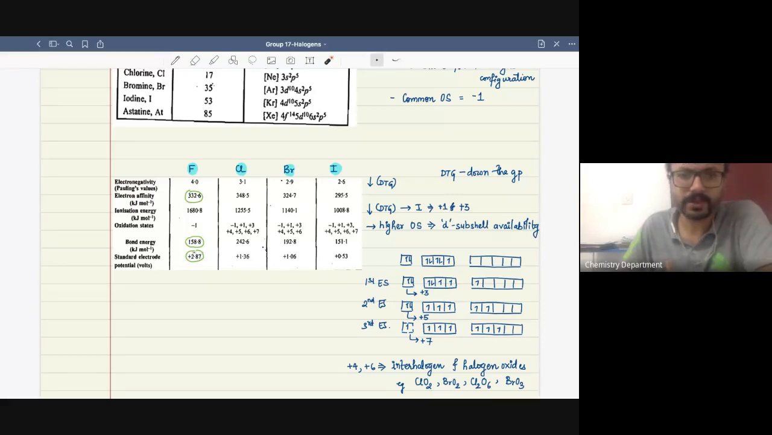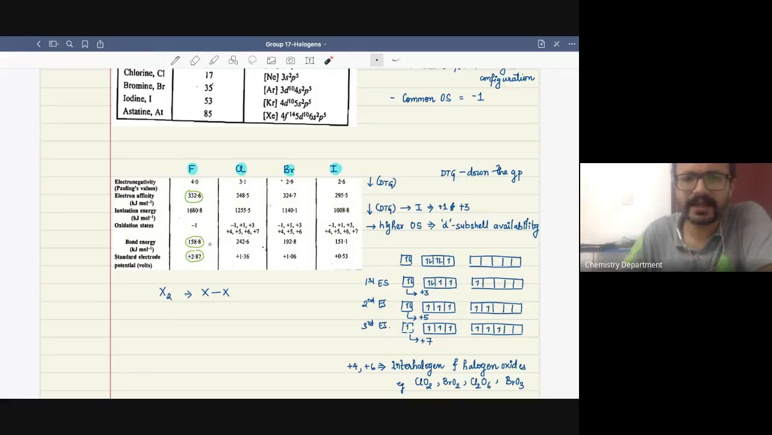Okay, so let us move further. Then what we see here is bond energy. Bond energy means we know that these elements always exist in their elemental form, that is X2. So when I'm talking about bond energy, I'm talking about the bond that is formed between the two halogen atoms. What you see here is a smooth decrease in the bond energy as you move down the group.